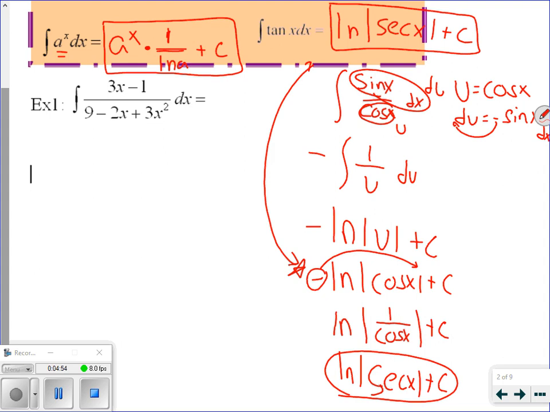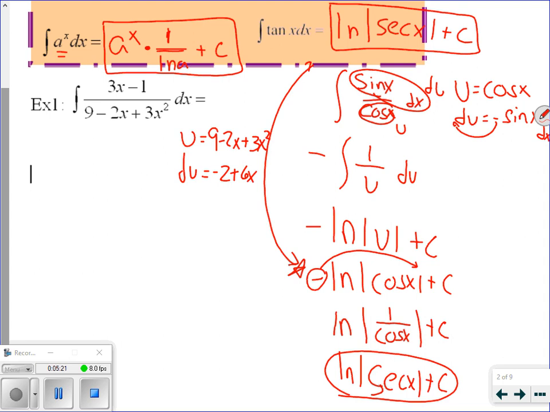The integral of (3x minus 1) over (9 minus 2x plus 3x squared). Well, if I'm integrating that, I'm sure you're probably thinking, all right, let's try some u sub. So you have some options here, and my suggestion is to pick the more complicated or the higher power. I'm going to do 9 minus 2x plus 3x squared as u, and so du is negative 2 plus 6x.